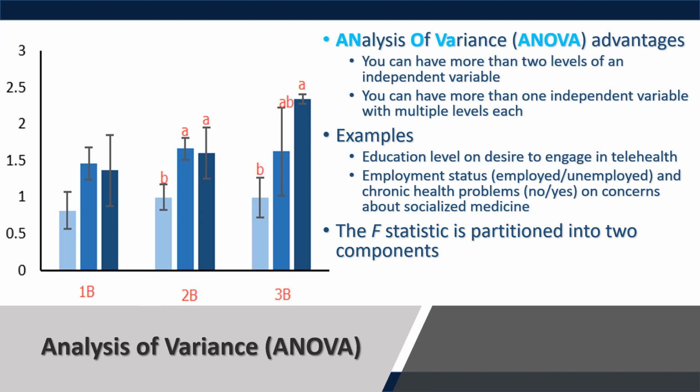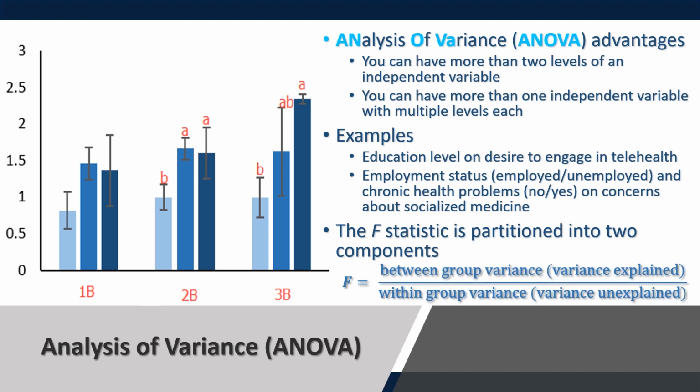An important part of ANOVA, which you will come to realize, is that it's predicated on a very basic idea. The F statistic of ANOVA is based on a ratio of between group variance and within group variance. Essentially, the higher the between group variance and lower the within group variance, the more likely the F statistic will be significant.